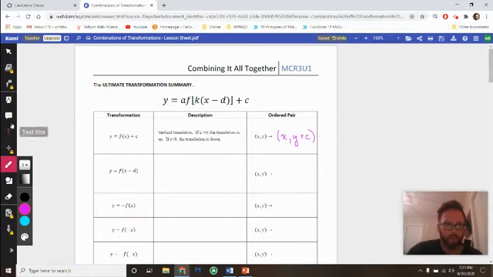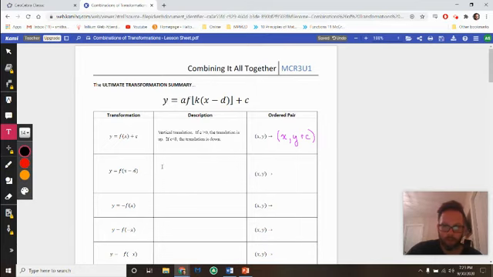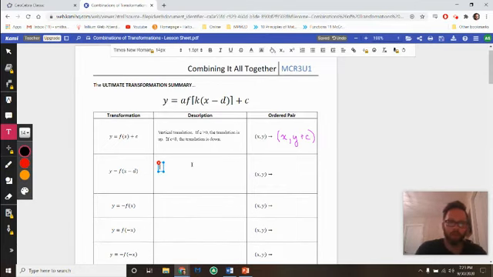Right, let's continue. In the same lesson, we looked at horizontal translations. Now, if D is greater than 0, meaning you're subtracting a positive, like x minus 2 or x minus 3, the translation is to the right. If D is less than 0, the translation is left.